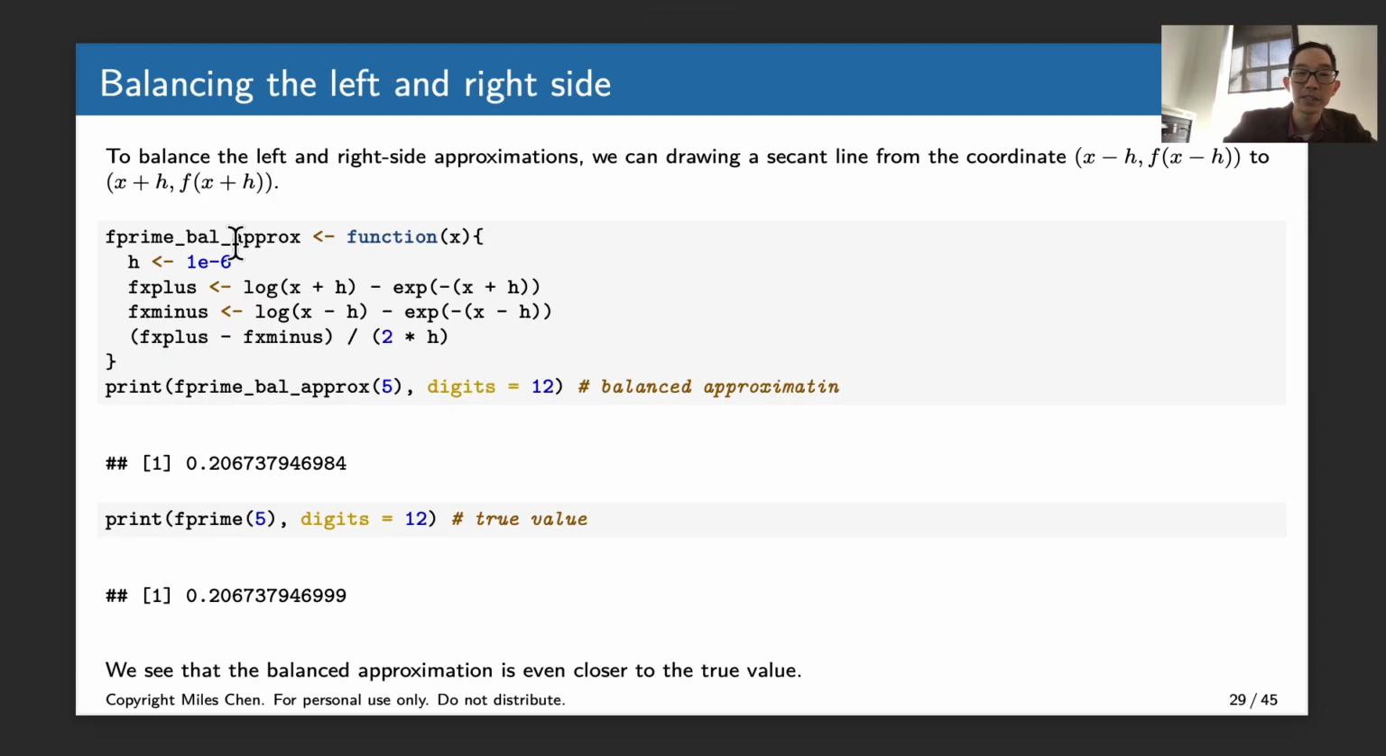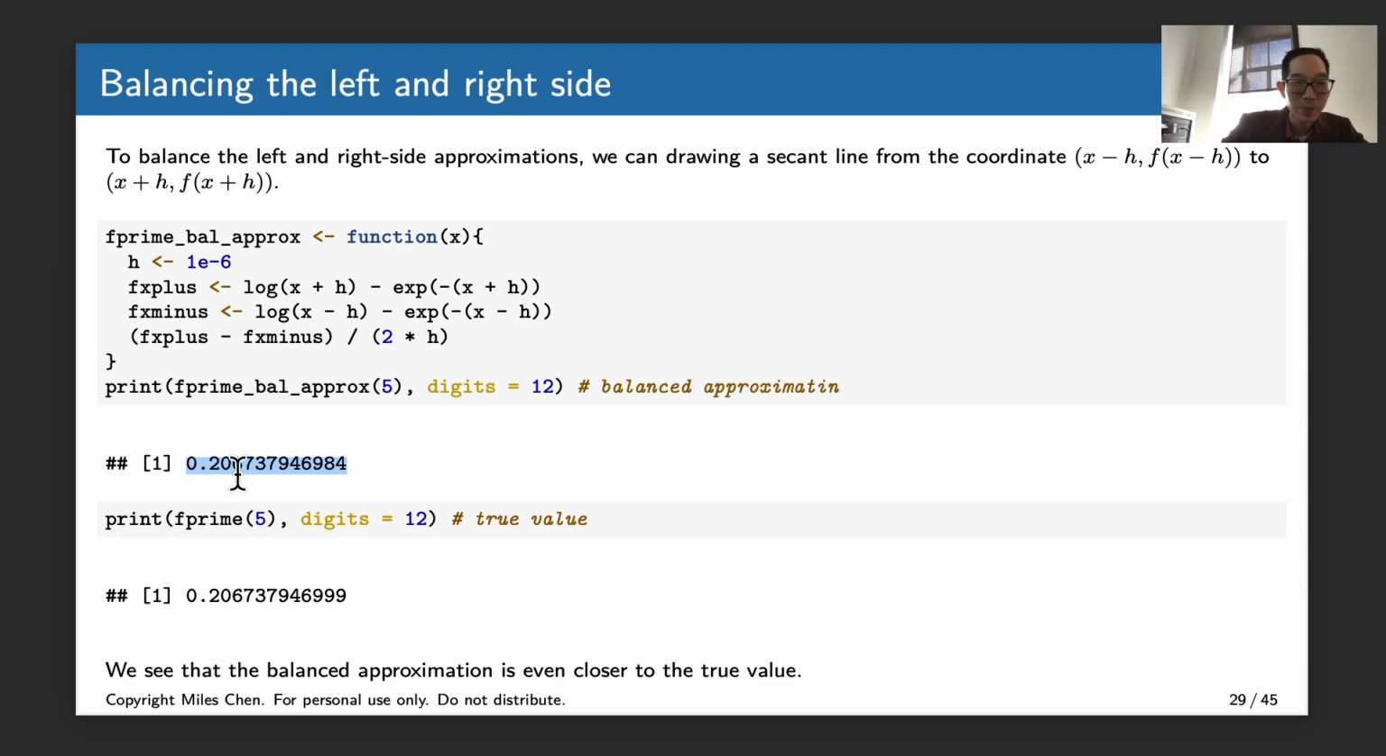And so my balanced approximation is I'm going to take my h, and calculate f of x plus h, and then also calculate f of x minus h. So I'm going to do log of x plus h minus e to the negative x plus h, and then log of x minus h minus e to the negative x minus h, and I'll take the difference between the plus and the minus. The distance between these two things is 2h, so I'm going to divide by 2h here. And if I do that, I get a pretty good number.